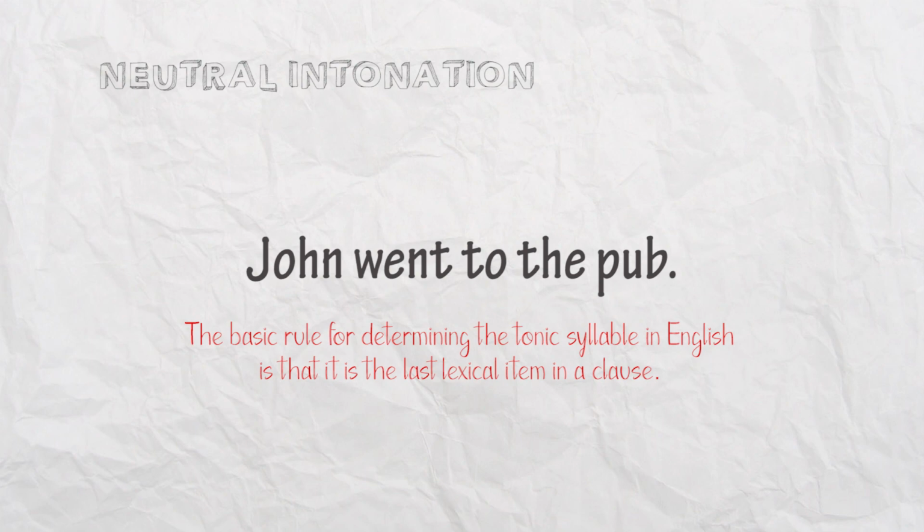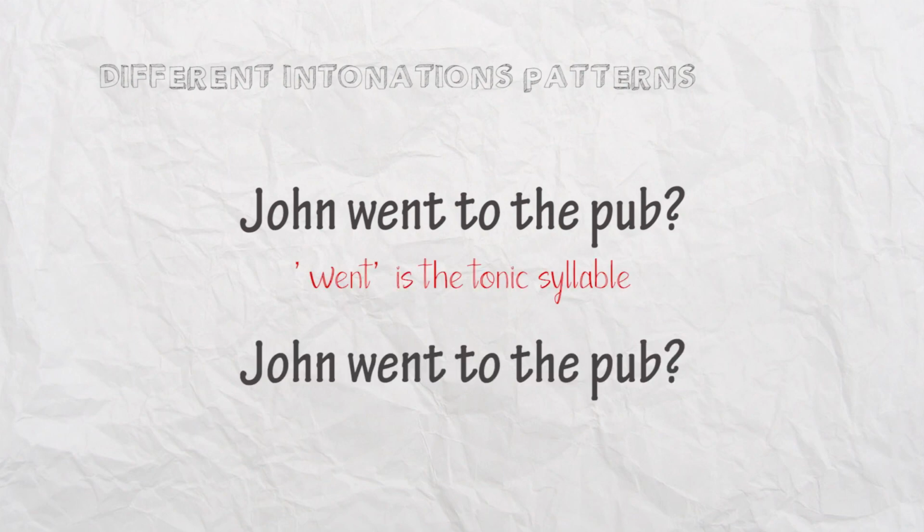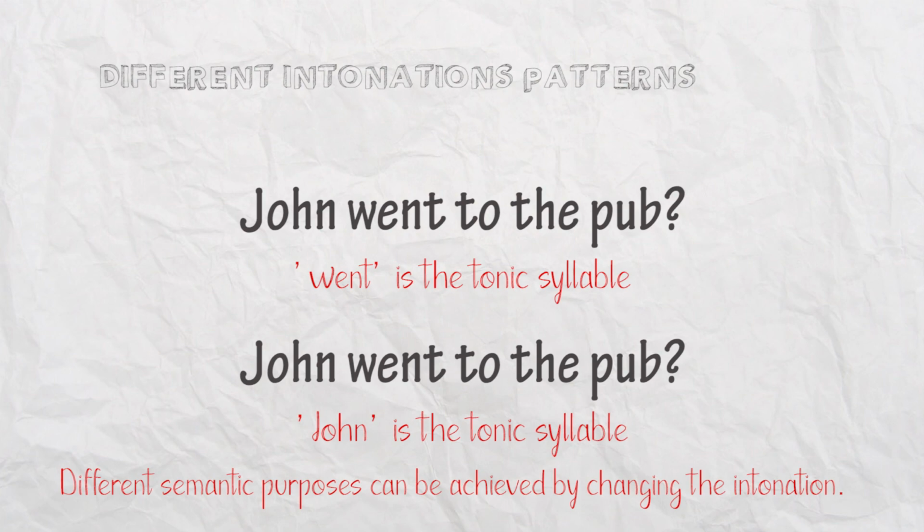If I write this sentence for you and I ask you to read it, the default reading would be the neutral intonation, "John went to the pub." Obviously, I could read this sentence with different intonation patterns. For example, to mark different emphasis for a different meaning, I could say, "John went to the pub." Here, I'm marking "went" as the tonic syllable. "John went to the pub." Here, "John" would be the tonic syllable. Those would be different semantic purposes that I could fulfill by changing the intonation pattern.